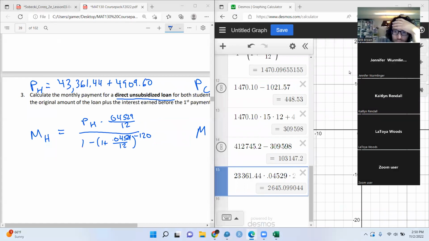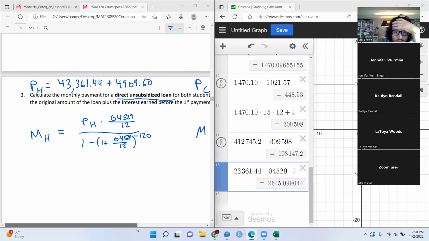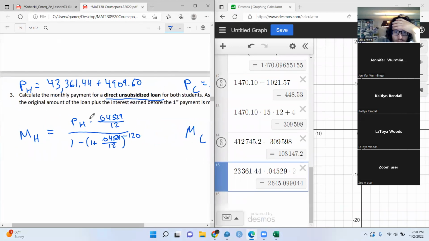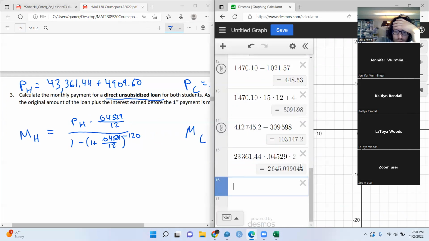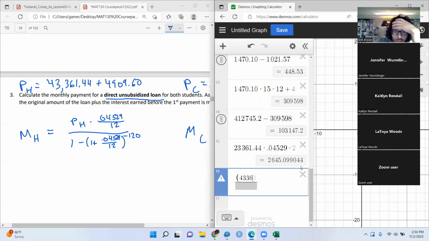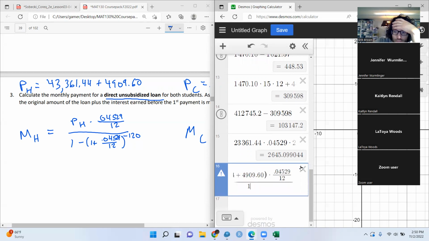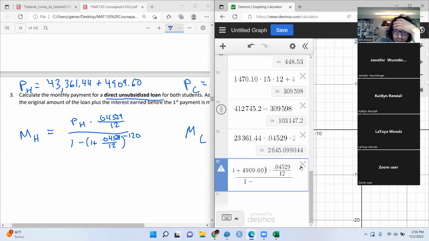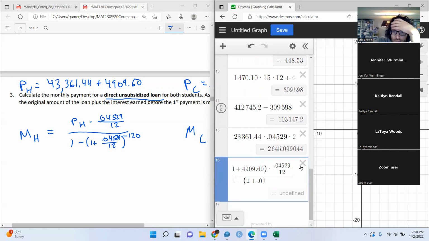Okay. So I wrote down the two formulas, and I didn't want to have to write this twice, so I just used P again. Does this look okay for the housing monthly payment cost? Is that kind of like what you're doing? I love Desmos because I can just type this in exactly as I see it.